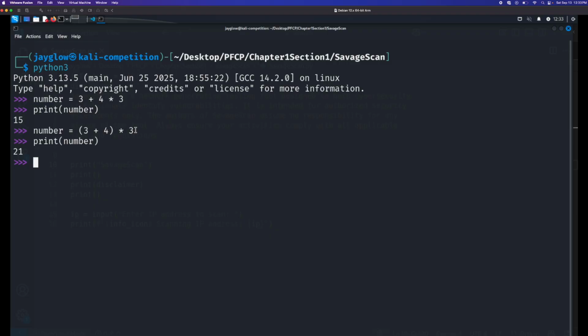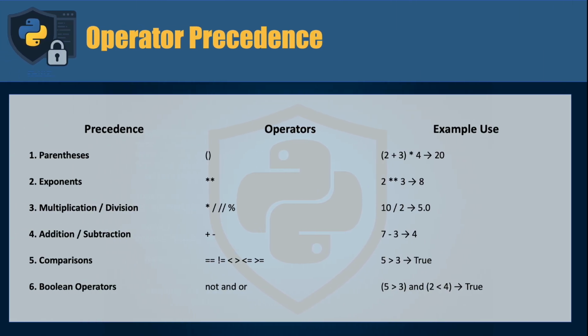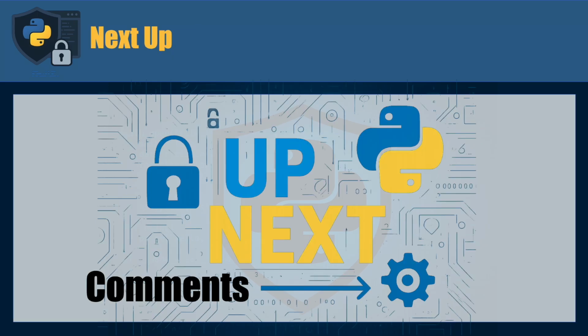You can see how this can cause logic errors and why it's important to know the order of precedence when writing applications. Up next, we're going to jump into comments.